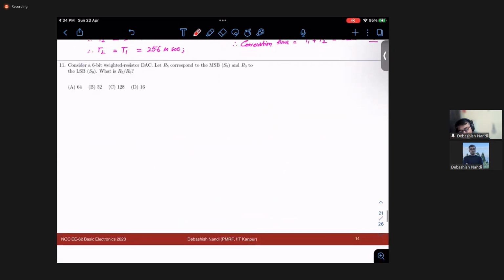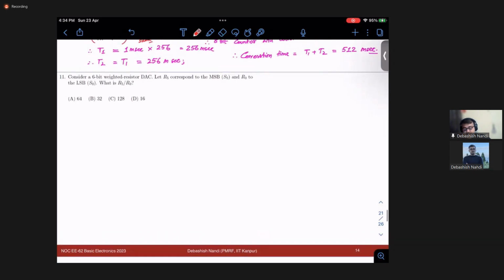So the next problem is, consider a 6-bit weighted resistor DAC. Let R5 correspond to the MSB and R0 correspond to the LSB. So what is R5 by R0? Okay. So just let me draw a weighted resistor DAC. Okay.